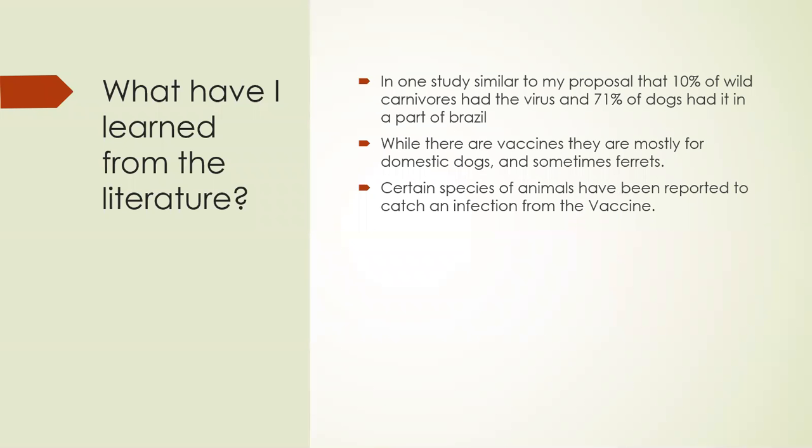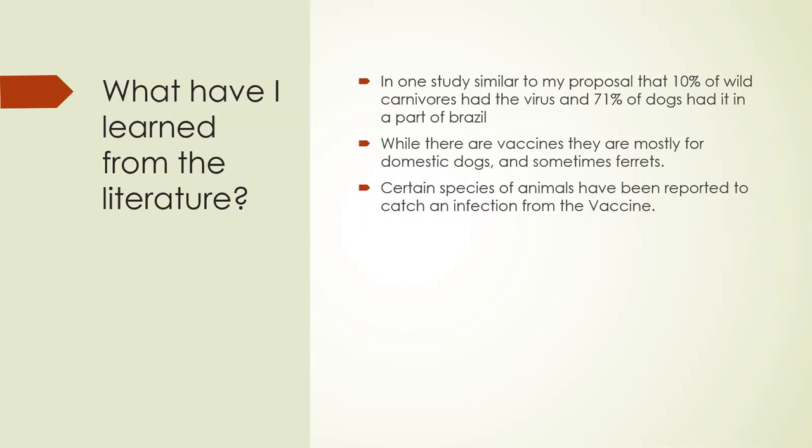What have I learned from the literature? So, when looking up the literature, it kind of goes all over. It's just been a lot of local studies done, and a lot of it has been done on domestic dogs only. But I did find one that was similar to the proposal that I would like to do. That study was in a part of rural Brazil on the edge of a city. And it found that 10% of wild carnivores had the virus and 71% of dogs had it.